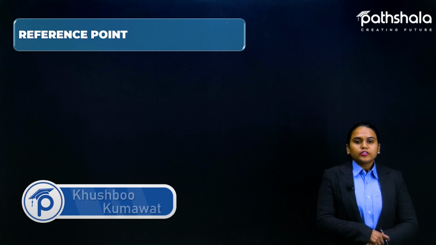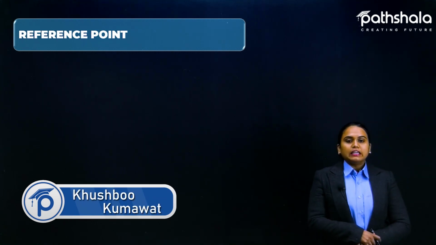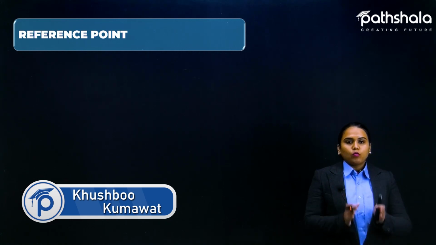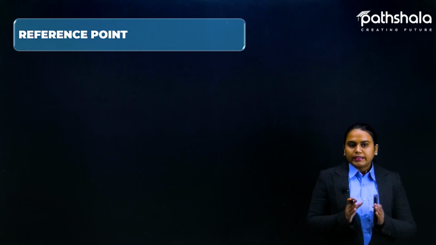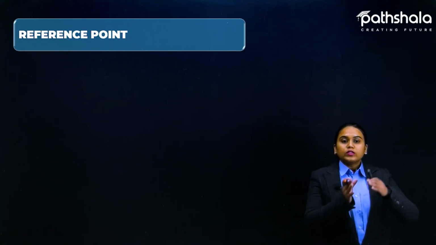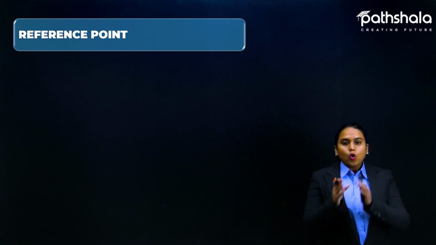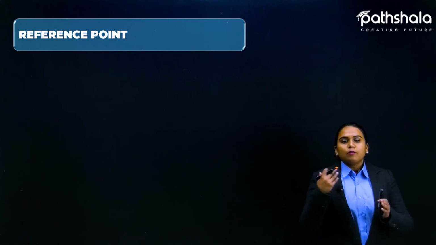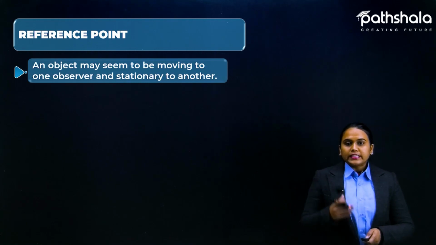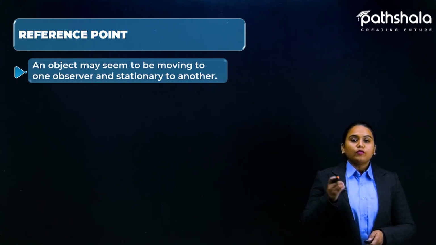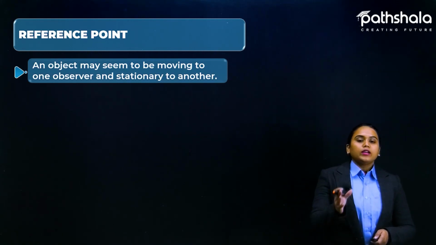Yes, here comes reference point. As you have seen earlier, a boy who is sitting in his room and watching TV is at rest with respect to whoever is watching him. But if a person watching from space looks at him, he is moving for that person. So what is a reference point here? An object may seem to be moving for one observer and stationary for another.